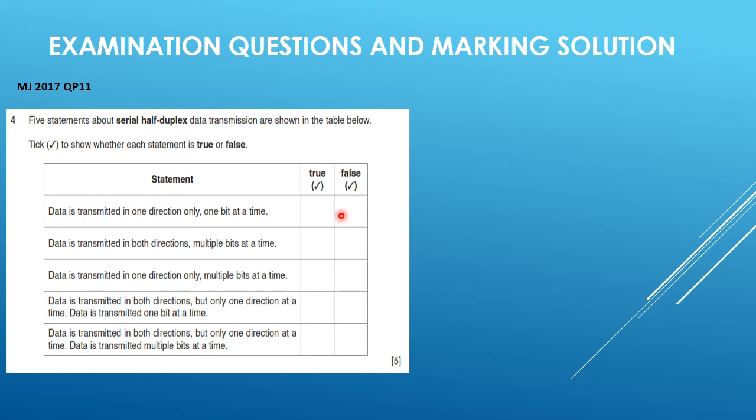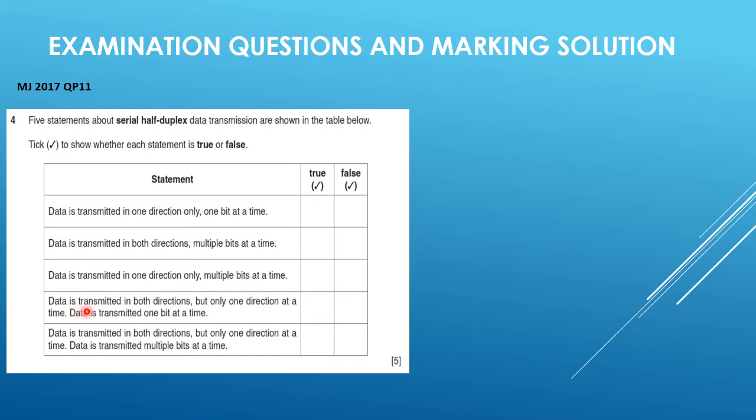The second one is: data is transmitted in both directions. In half duplex, data is transmitted in both directions, so this part is true. Multiple bits at a time, but the second part is not true because in serial, 1 bit at a time is transmitted. So this is also false. The third statement is: data is transmitted in one direction only, multiple bits at a time. So this is also false.